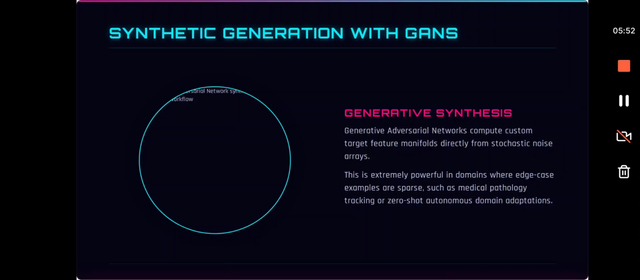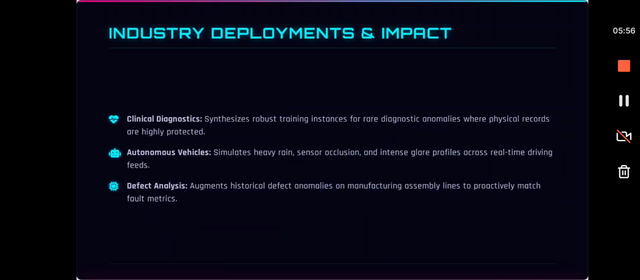Now let us look at some real-world applications of data augmentation. Data augmentation is used in many industries. In healthcare, it helps generate more medical images for disease detection. In autonomous vehicles, it creates different road and weather conditions for safer driving systems. In manufacturing, it helps detect defects and improve product quality. These applications improve the accuracy and reliability of AI systems.